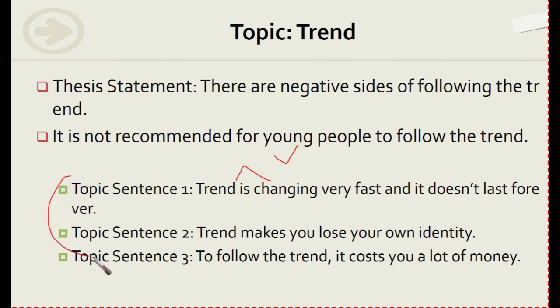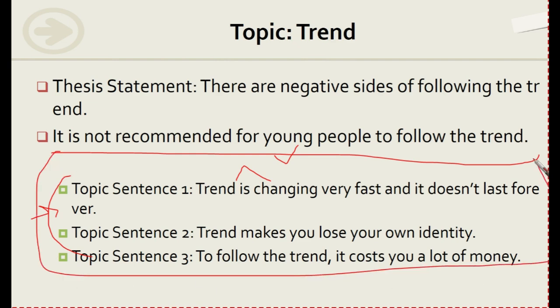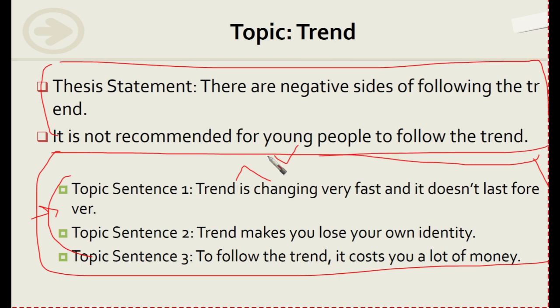This is very specific in detail. My topic sentences are detailed and specific, but my thesis statement is not too specific. It's specific, but not too specific. It's broad, and it can include my topic sentences. So this is a good example of a thesis statement.